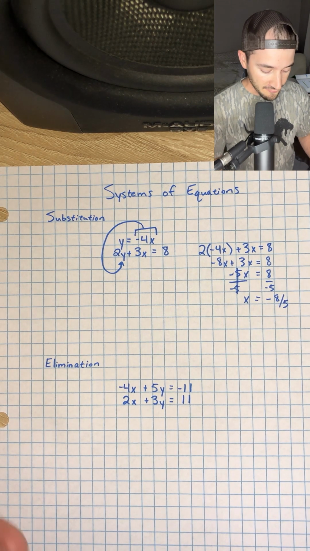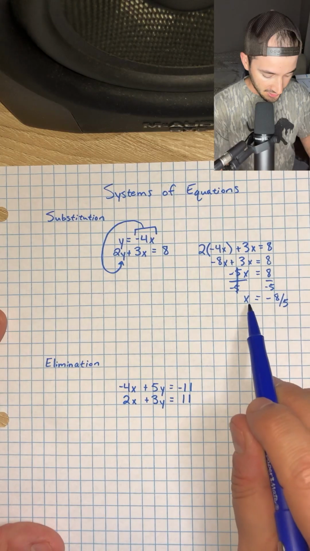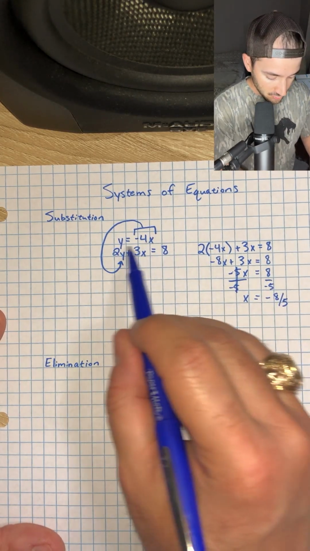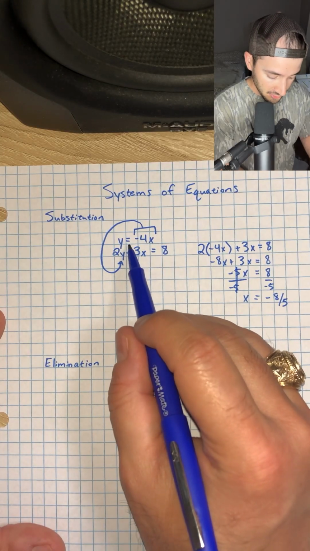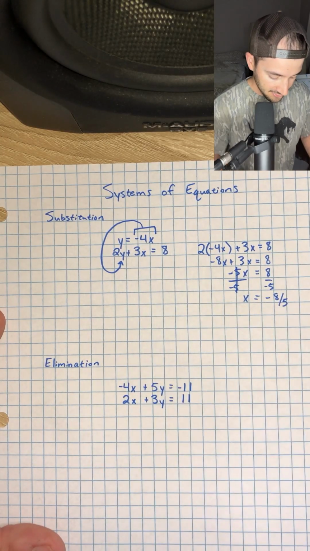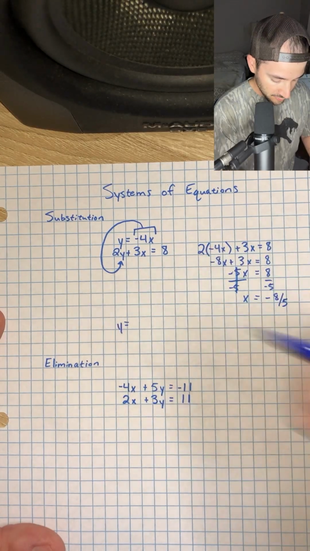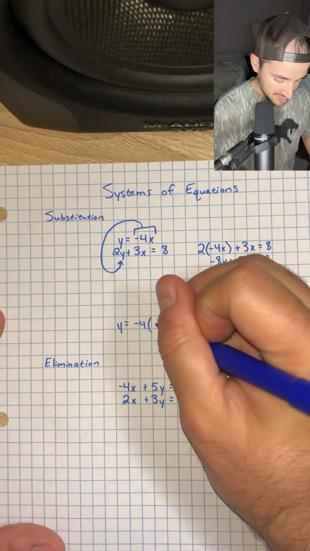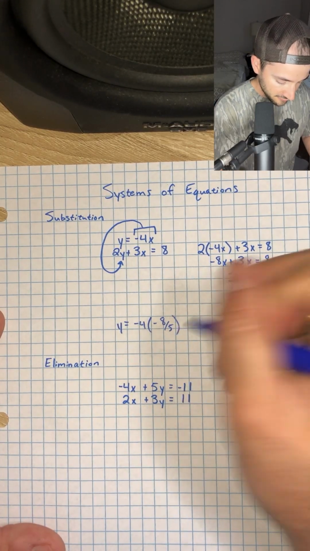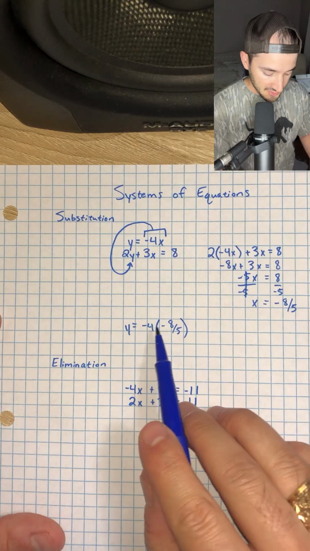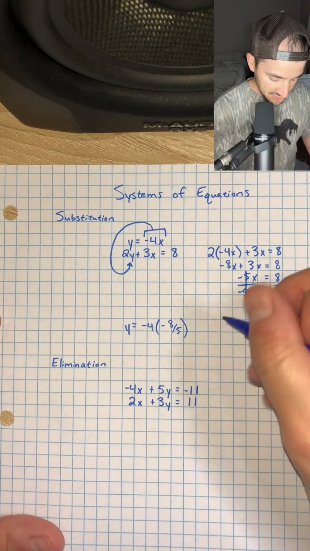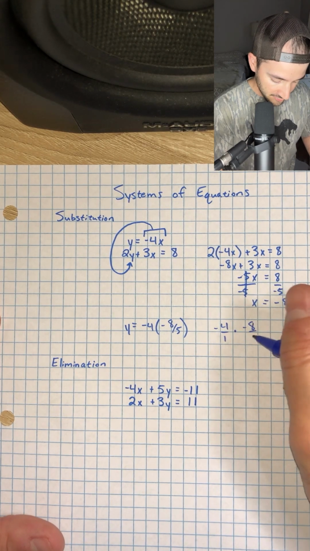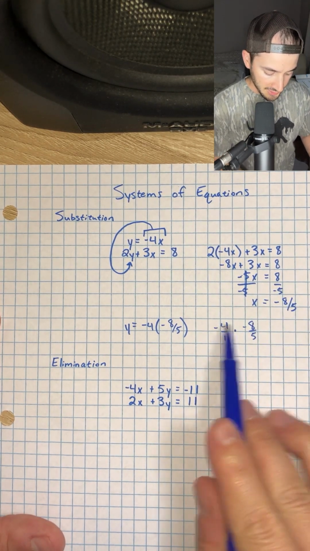Now we can find our y value by just taking negative 8 over 5 because it's equal to x and plugging that back into our first equation because y is equal to negative 4 times x. Okay, so y is equal to negative 4 times our x value, which is negative 8 over 5. All right, so we have negative 4 times negative 8 over 5. And so I'm just going to rewrite this as negative 4 over 1 times negative 8 over 5. We're going to multiply top and bottom.